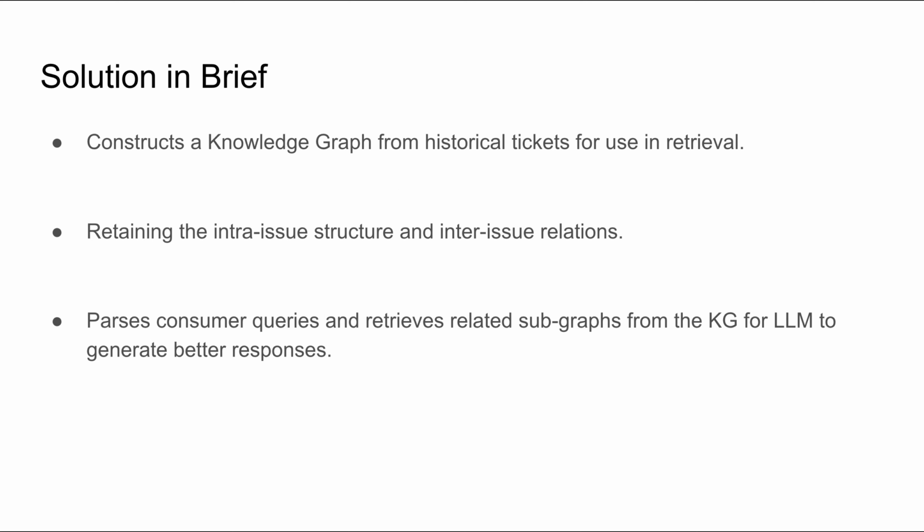So when I talk about the solution, it's pretty brief. What they have done is, they have solved it using knowledge graphs, which solves the relationship part of the tickets, and this helps them retain the intra-issue structures and also the inter-issue relationships. So given any query by the user, they first of all parse that particular query and retrieve the most relevant subgraphs from the knowledge graph, and then make use of an LLM to feed in these subgraphs as context along with the original query and generate some really good responses.